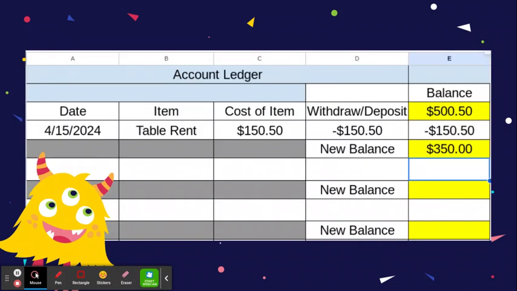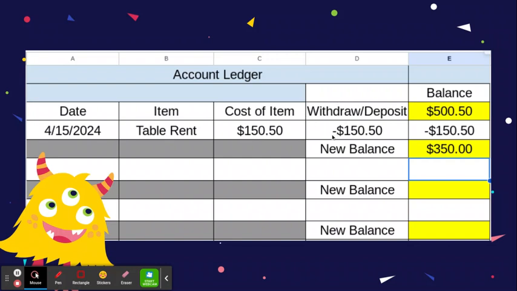All right, so now you have to pay rent. Rent is a withdrawal because that money is coming out of your account to pay for something. So you would fill out your account ledger like this. You'd put the date. What are you doing or what item is it all about? It's table rent. What is it going to cost? Well, table rent, for this example, is going to cost $150.50. That is going to be a withdrawal. It's a withdrawal because you're taking the money out.